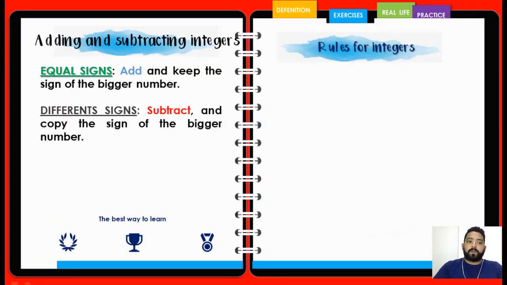Hi everyone, today we're going to talk about adding and subtracting integers.